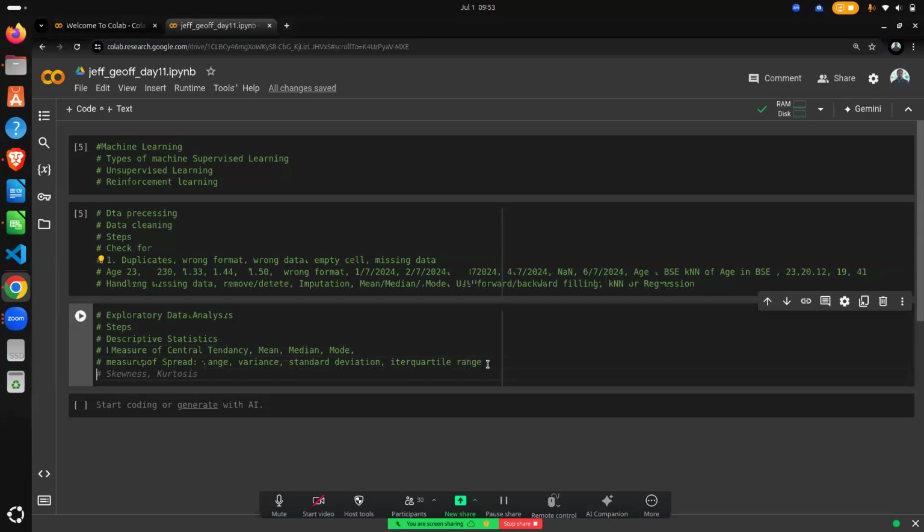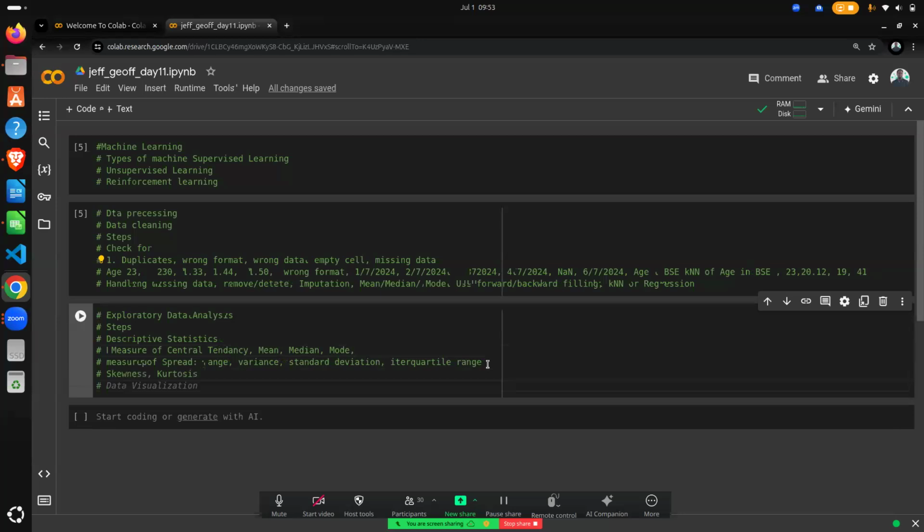Then skewness, kurtosis, you could go a little bit advanced up to that level, but whatever, you could look at the skewness or kurtosis. You go and try to expand your knowledge on that. Then you go to what we call data visualization.